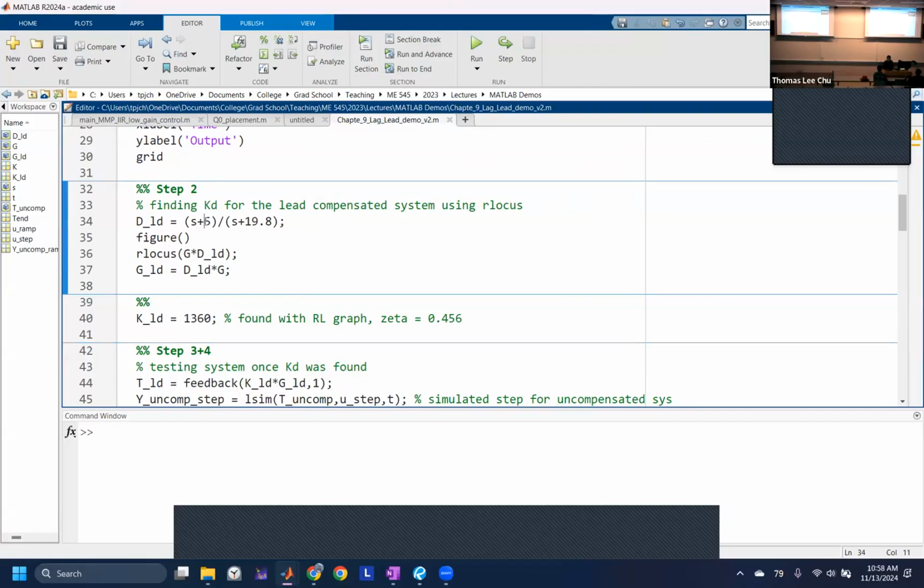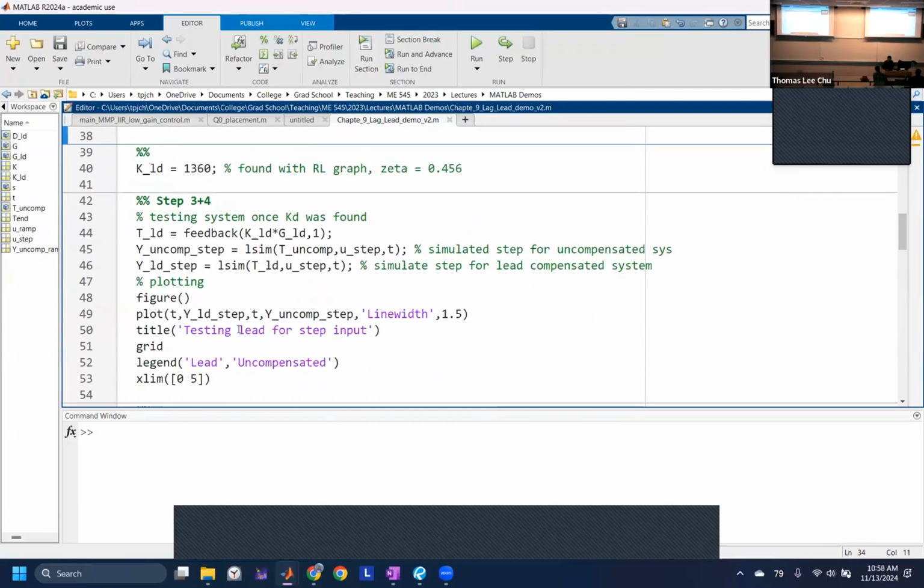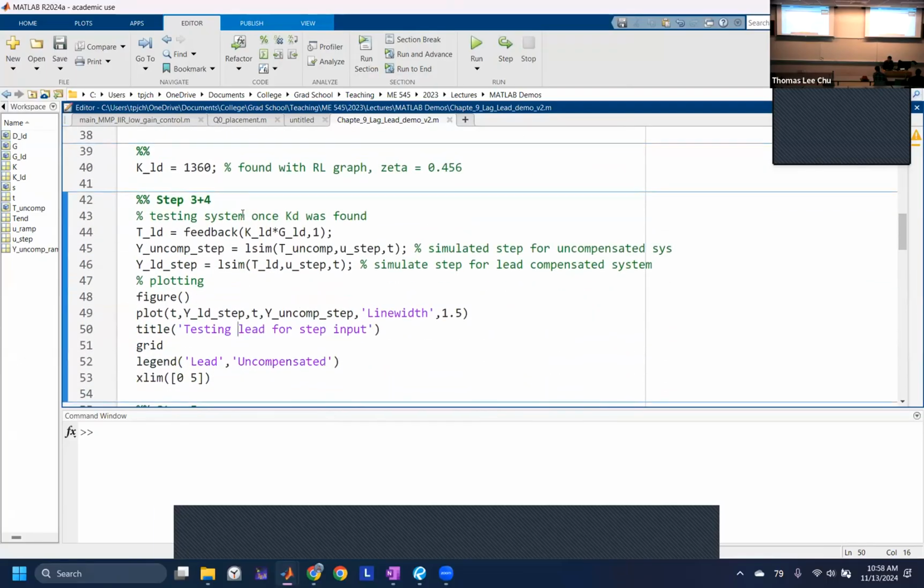Oh, you know what? When I first taught this class, I did pole zero cancellation. I used s plus 6. That's why the values are different.